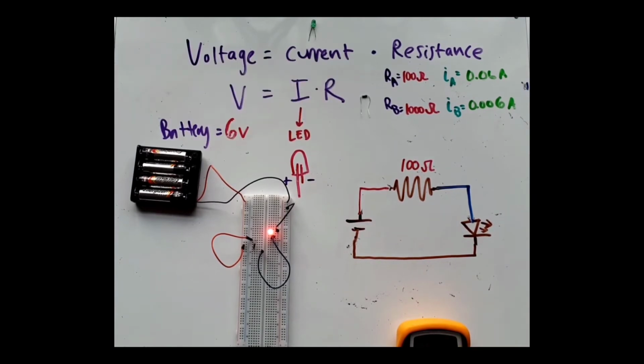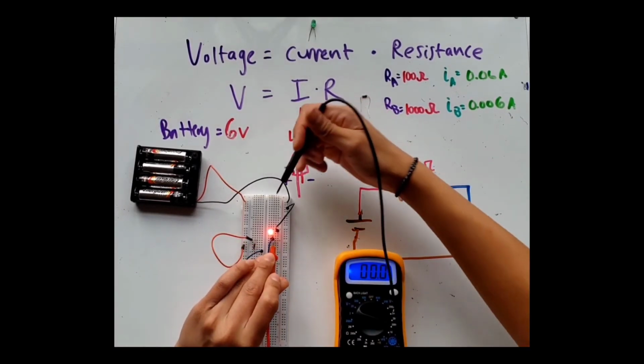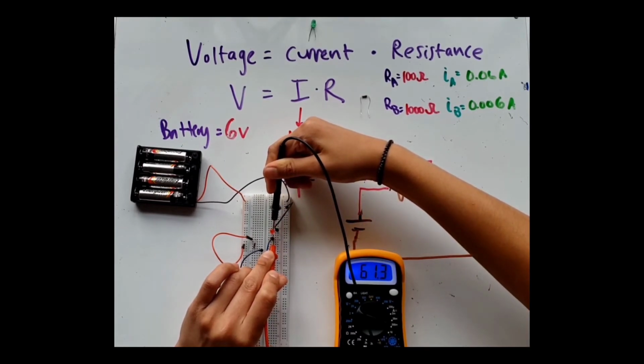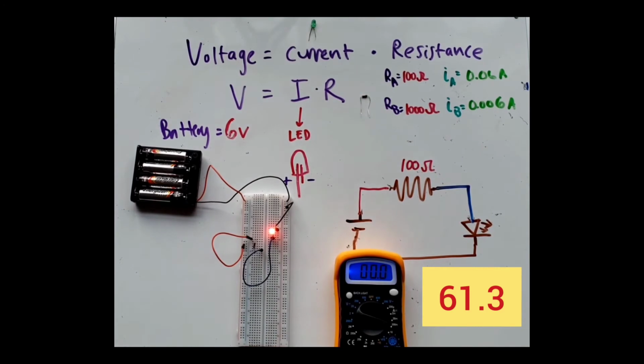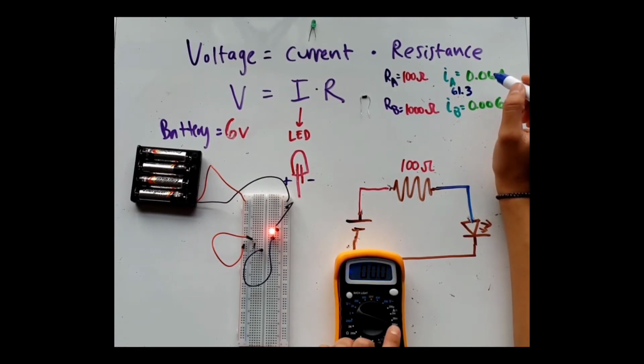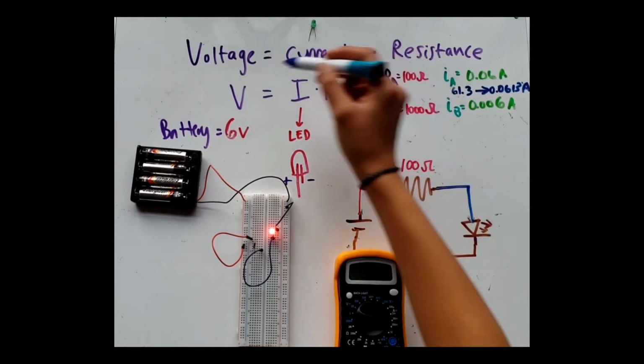If I get my multimeter here, we're going to measure touching one side of the LED and then touching the other side of the LED. I got 61.3. If I write that down, 61.3, right? But now looking at this magnitude, I need to shift over 3 zeros. So what does that look like? 0.0613 amps. Okay. So this reading is very close to what we calculated using Ohm's law.